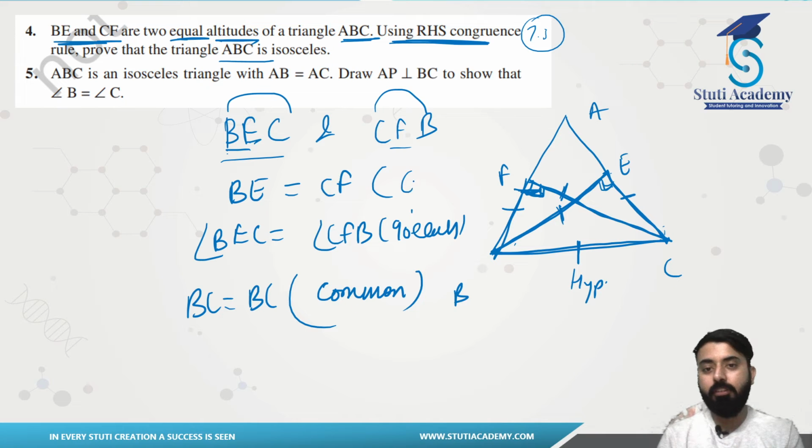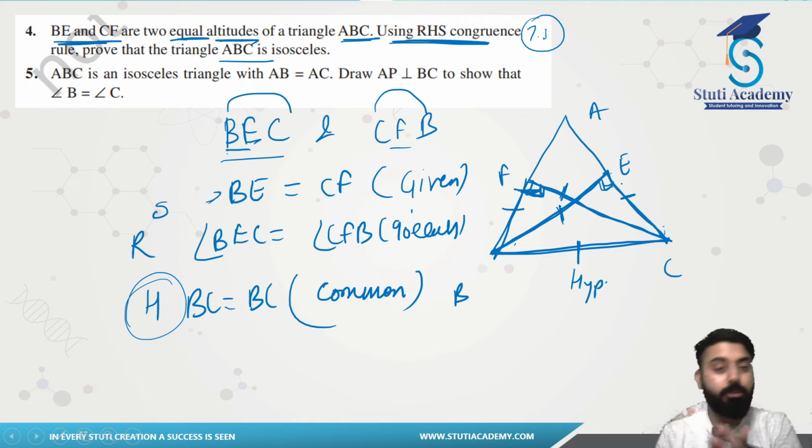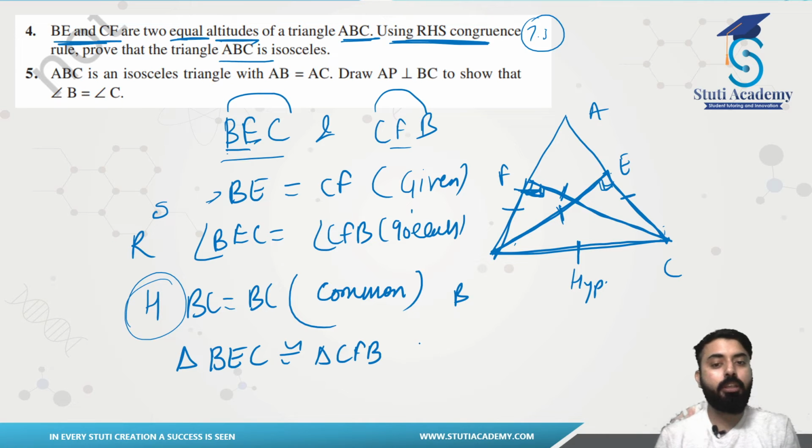Now you see this is given. You see right angle, hypotenuse and side. Remember, this is your hypotenuse, because the side opposite to the right angle is the hypotenuse, and the side which is opposite is actually BC. I hope you understand this, right? So they will be equal. Now let's prove this one. Triangle BEC is congruent to triangle CFB using right angle hypotenuse side, and we have to prove that triangle ABC is isosceles.